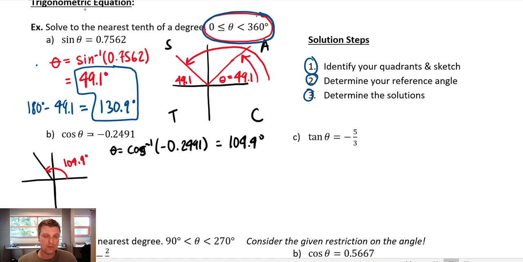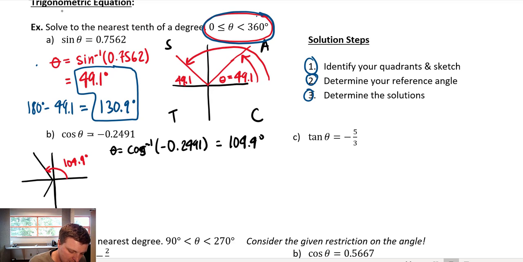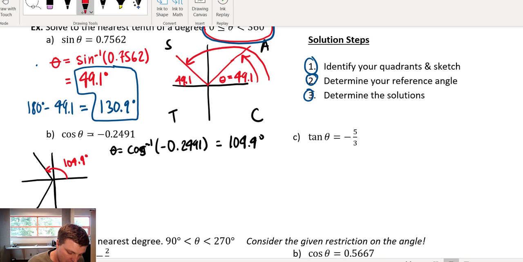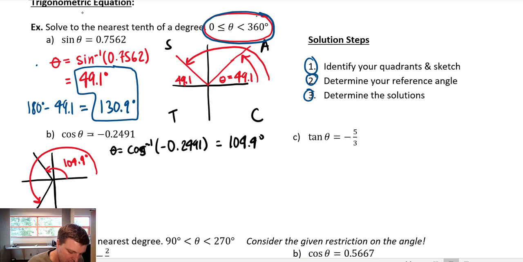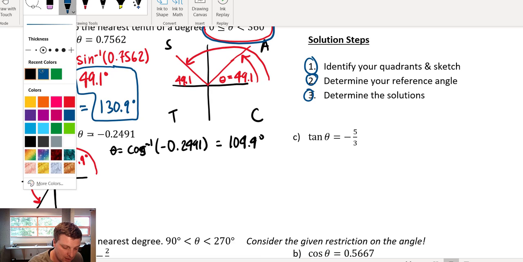And then I might ask myself, okay, well then what other quadrant am I going to get a negative answer in? And the other quadrant would be the third, because cosine is going to be positive in the first and the fourth. So I need to find now this angle as well. What would have the same reference angle but would be found in the third quadrant? And the way I'm going to do that is I'm going to identify my reference angle based on my first little picture, my first angle.